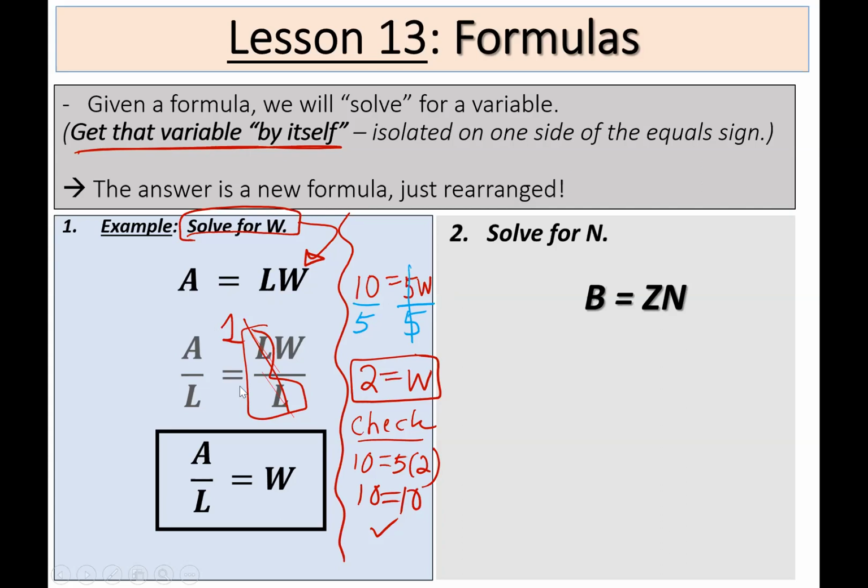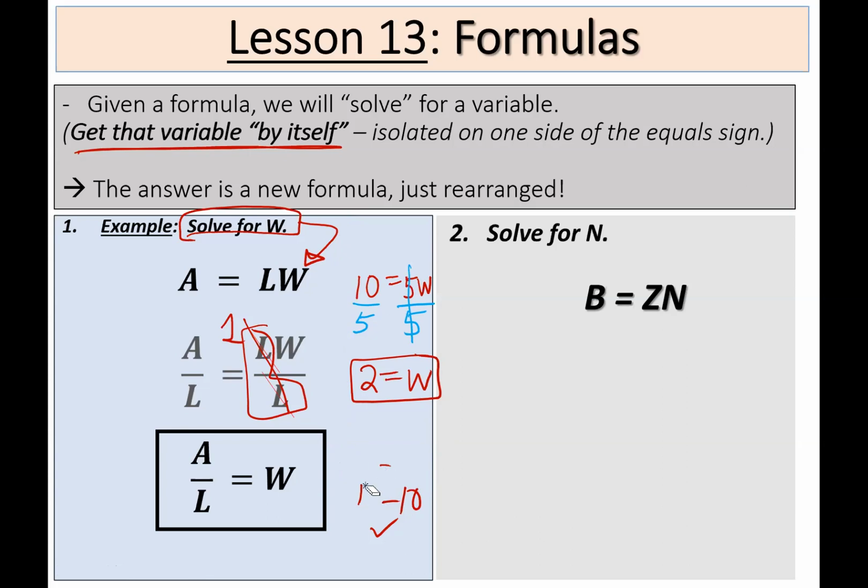Okay, so try to think of these problems as similar to equations that you have solved before, where you're adding on both sides or subtracting on both sides, dividing or multiplying. You're still doing those same operations on both sides of the equal sign. It's just that instead of doing something like dividing by 5, maybe you're dividing by L instead.